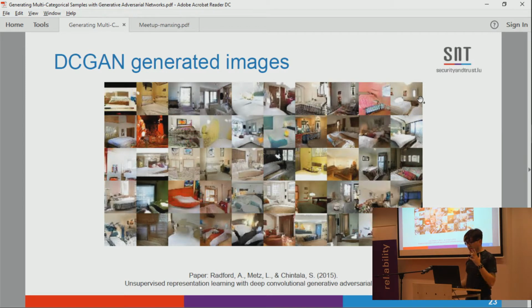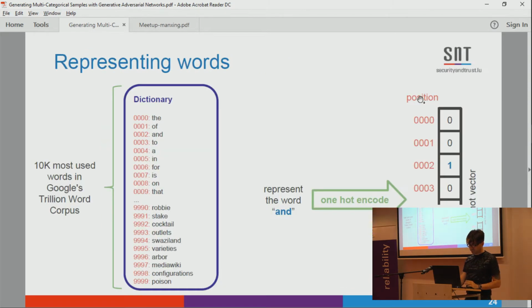But the thing is, this is a continuous space, and we deal not only with continuous variables in our domain, but also with discrete variables. As I showed before, for example, in a transaction, the currency is a discrete variable. But what's the problem? Okay, I will try to explain why it's a problem.